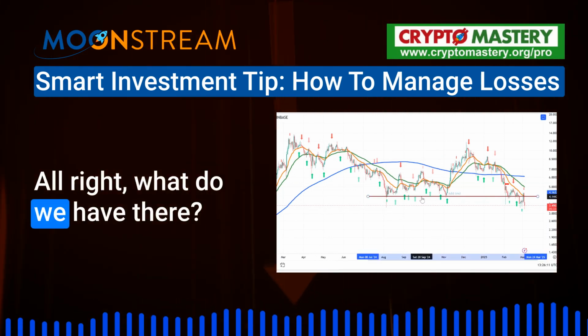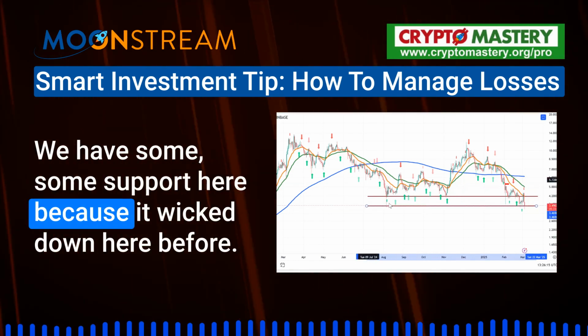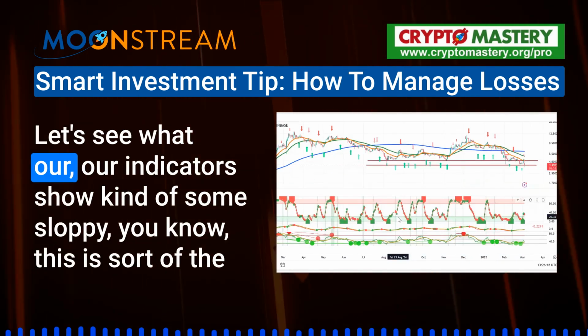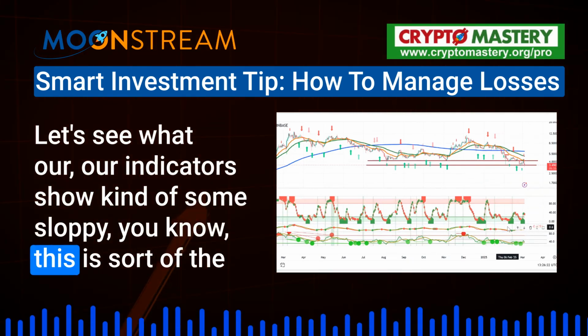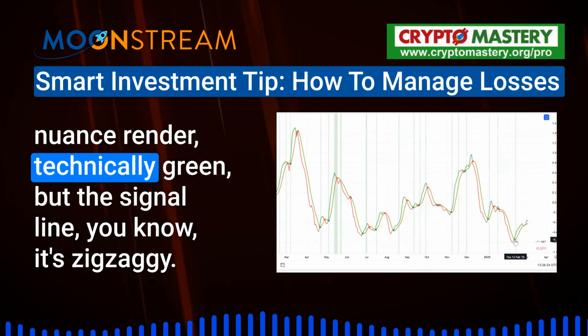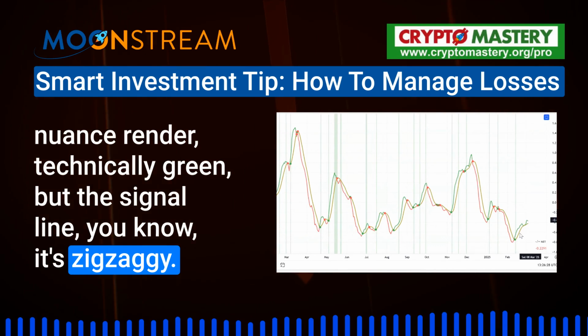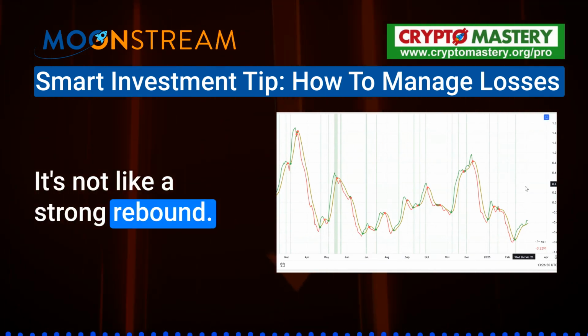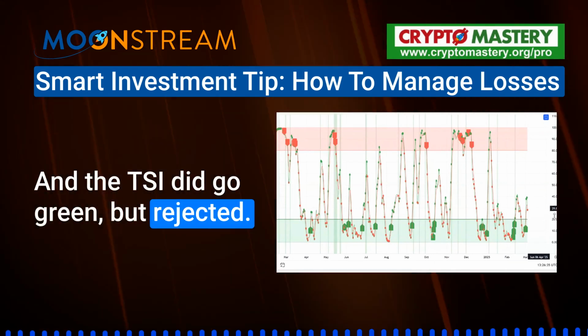All right, what do we have there? We have some support here because it wicked down here before. Let's see what our indicators show. Kind of sloppy, this is sort of the nuance. Render technically green, but the signal line is zigzaggy. It's not a strong rebound. And the TSI did go green, but rejected.